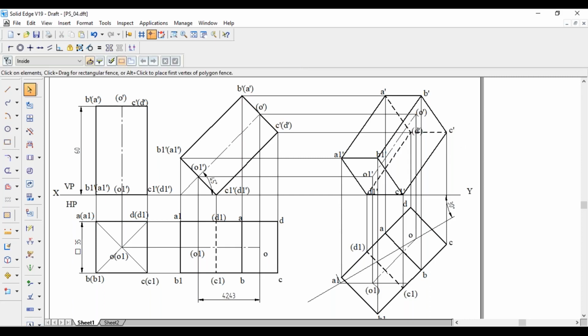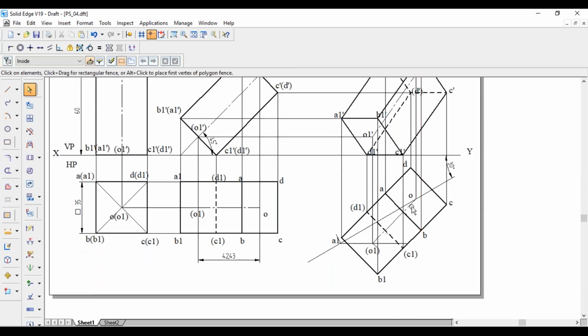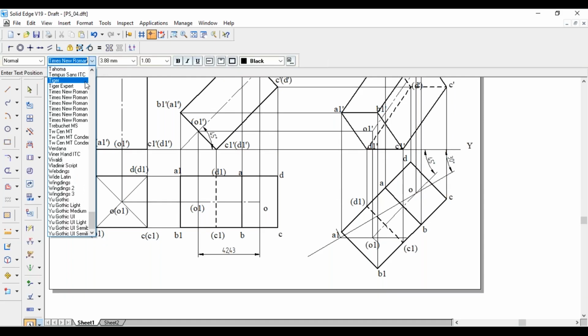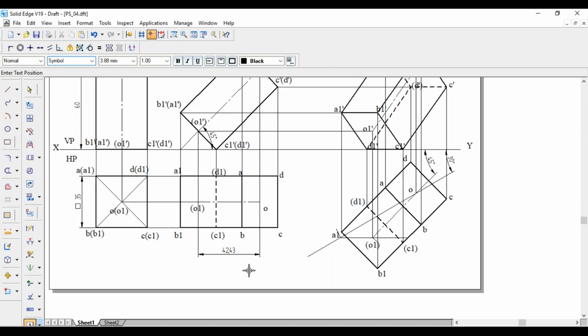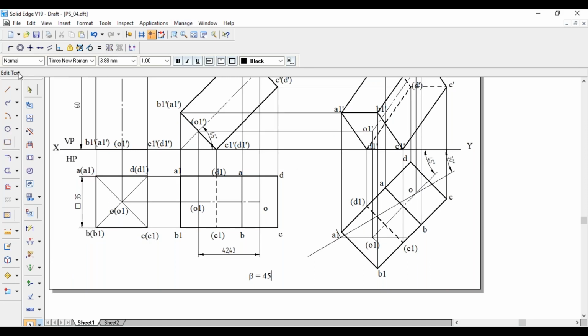As it is a locus problem, we have to measure the apparent inclination also. That is, we have to measure the angle of this O1 line with respect to XY. That is 45 degrees. So that is beta. Beta is equal to 45 degrees. This completes the problem. Thank you.